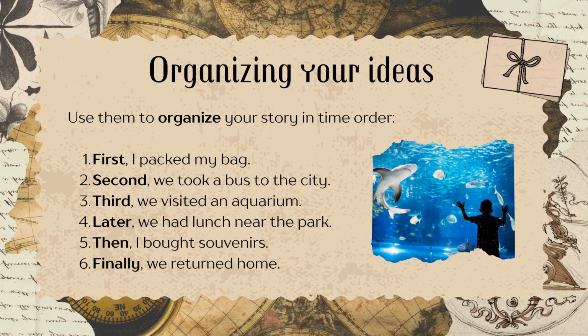To tell a story in the correct order, use sequence markers. These words help the listener follow your ideas. First, I packed my bag. Second, we took a bus to the city. Third, we visited an aquarium. Later, we had lunch near the park. Then, I bought souvenirs. Finally, we returned home. Try using at least three of these when you describe your event.